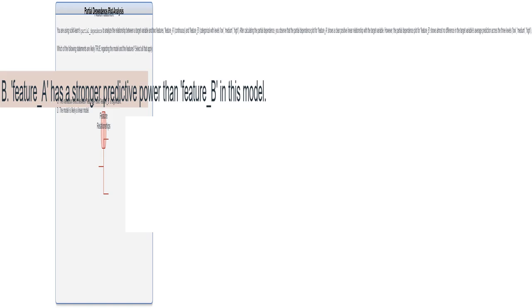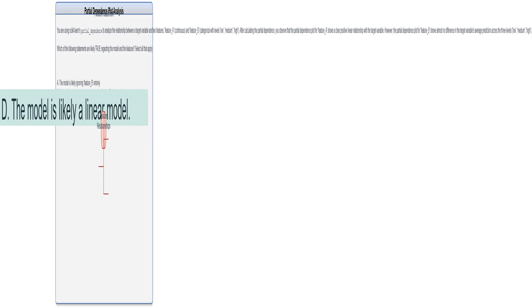Let's dive in. I see a clear positive relationship in the PDP for feature_A, indicating that as feature_A increases, the model's prediction increases significantly. In contrast, the flat PDP for feature_B shows minimal change in prediction across its different categories. Therefore, I conclude that feature_A has a much stronger influence on the model's predictions than feature_B.